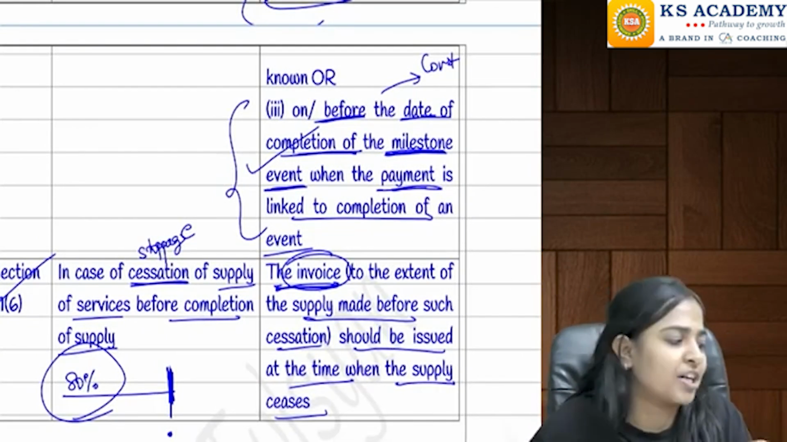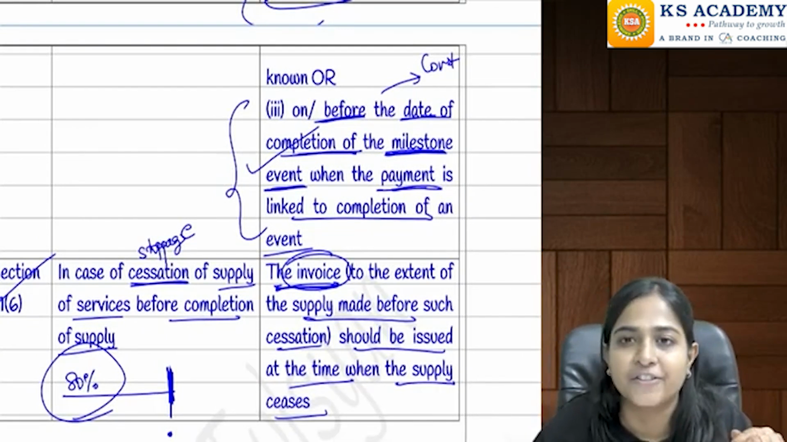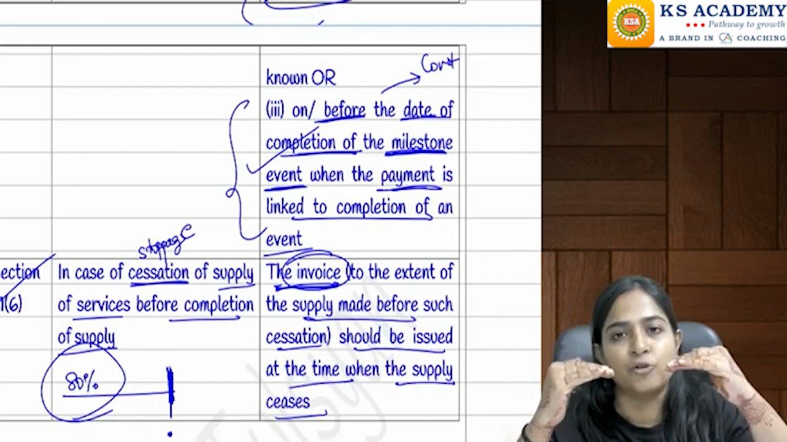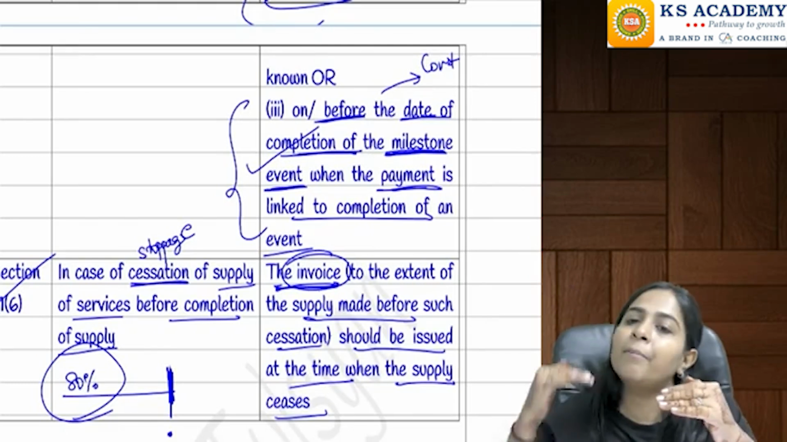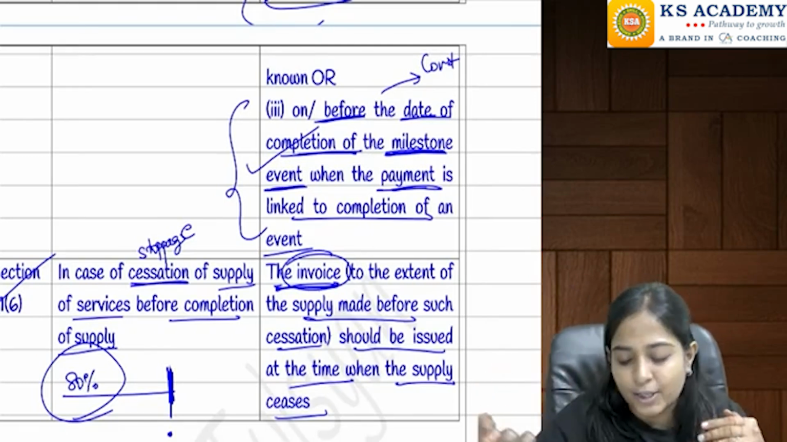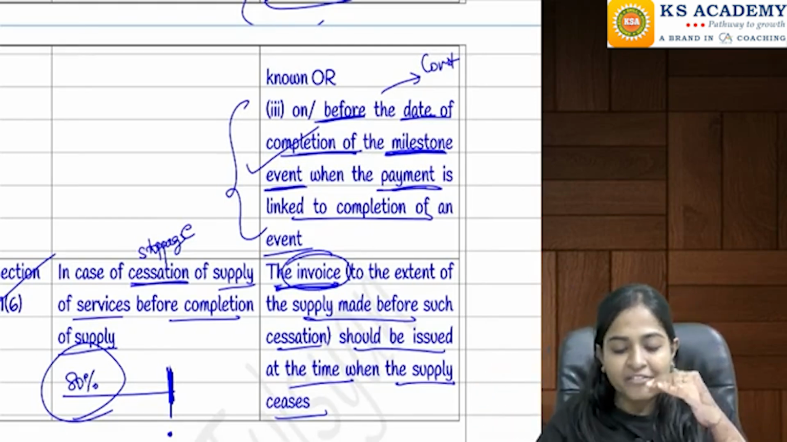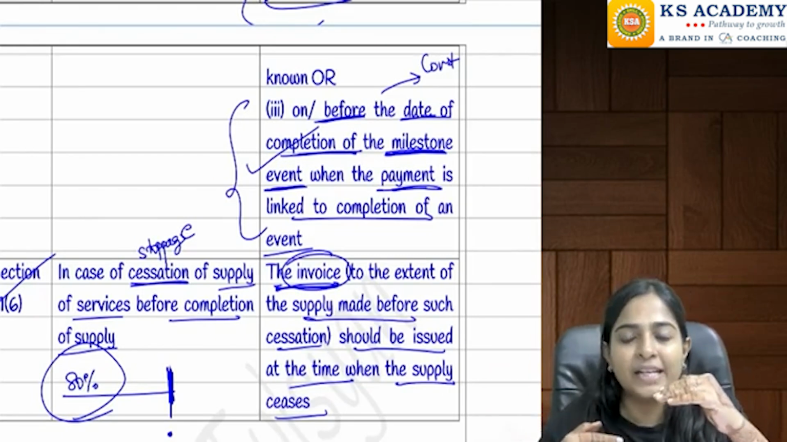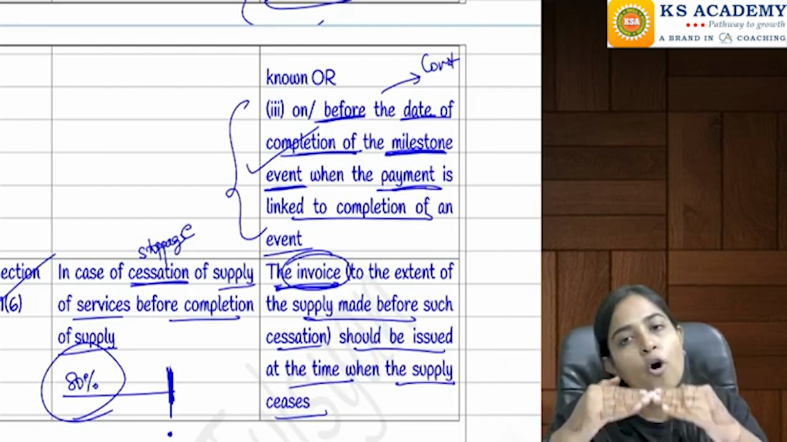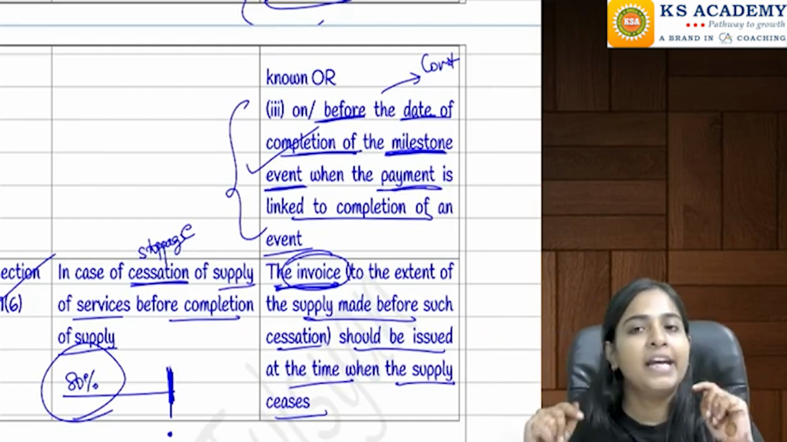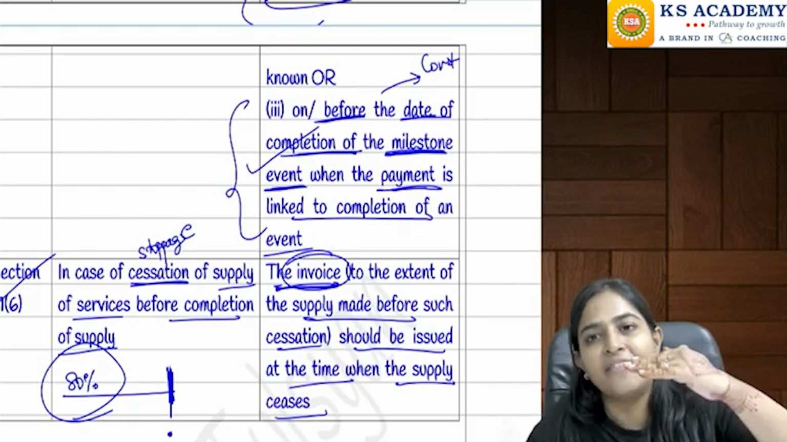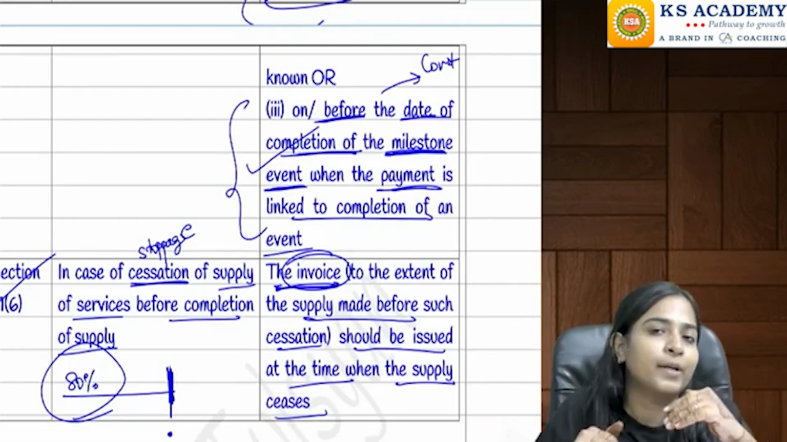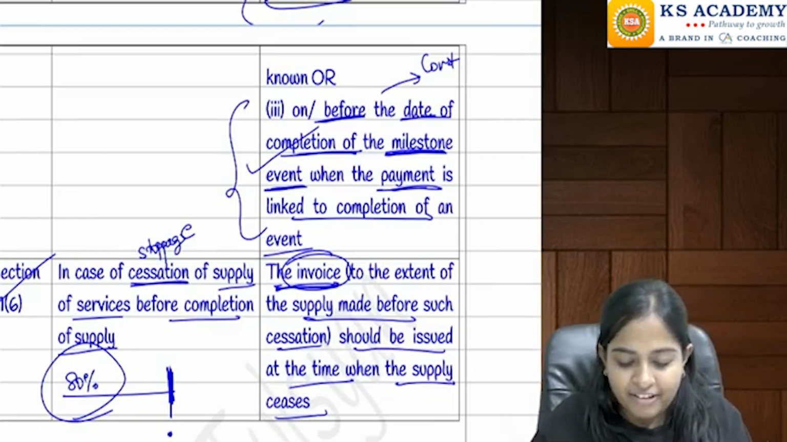And let's take the example of construction. You must have seen what generally happens in case of construction services. They say that whenever this much percentage of work is completed, this much payment is to be done. Example, 20% work completed, 20% payment is to be done. That is a continuous supply of service. So whenever that particular milestone event which is linked to payment is completed, on or before that day, the invoice should be issued. So as soon as that particular event gets completed, we will issue the invoice to the recipient, and the recipient is going to make us the payment. Very clear with this? Yes.